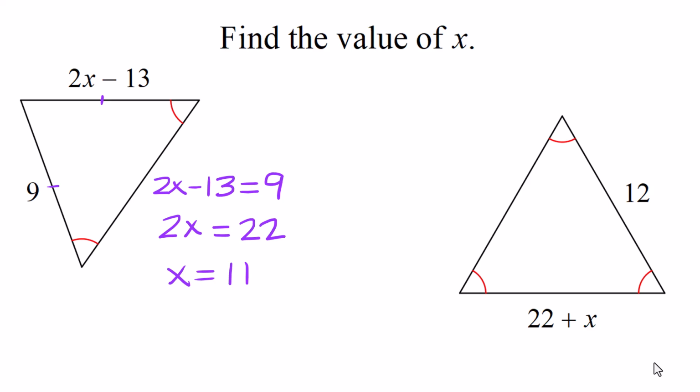Let's look at the equilateral. Well, if all the angles are marked as congruent, that means all the sides are the same length, so we're going to set it up and do it the same way. 22 plus x equals 12. Subtract 22, we get x equals negative 10. And now you might be thinking you can't get a negative number in geometry. Well, yeah, you can. Substitute the negative 10 back in here. That's what makes this 12 long. It has to be 12 because this side is 12.